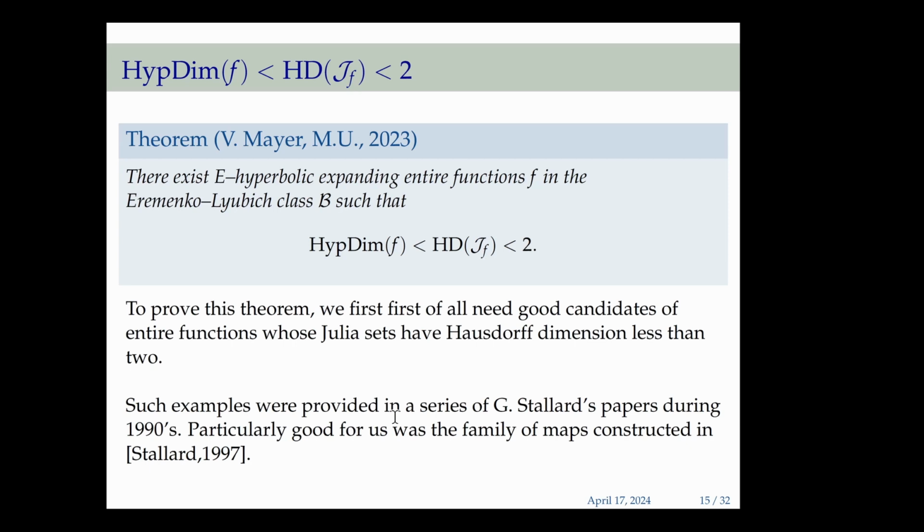So there is this so-called dimension gap, meaning this inequality holds, and the Hausdorff dimension of the Julia set is less than 2. Okay, so to prove this theorem, to get such a result, we need some good candidates of functions for which the Hausdorff dimension is strictly less than 2 in the first place.